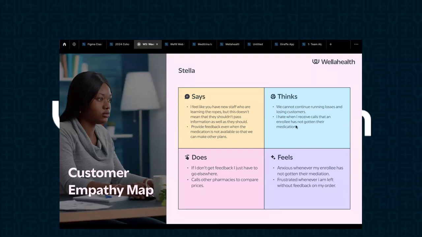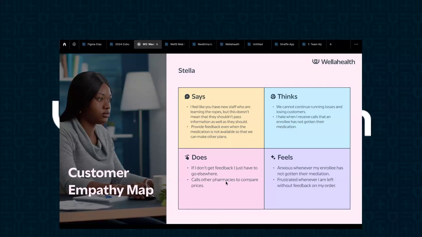And then they also have this thing they are thinking: I hate it when I receive calls that an enrollee has not gotten their medication. So it is a frustration for them. And then what are the things that they do, right? If I don't get feedback, I just have to go elsewhere. Or they call other pharmacies to compare prices.